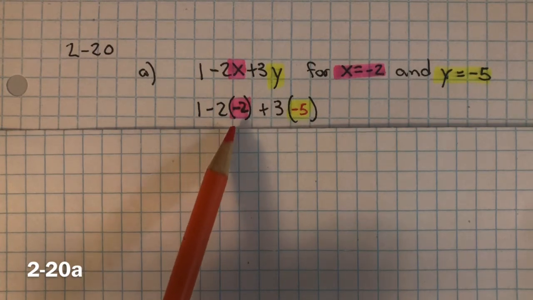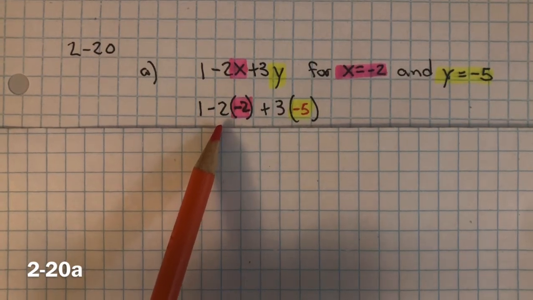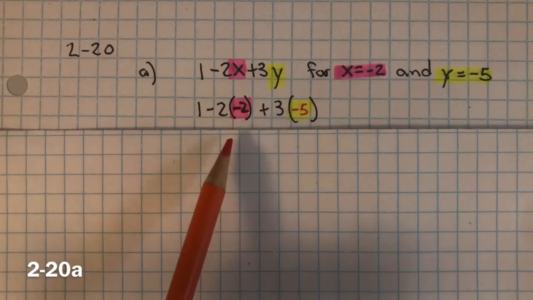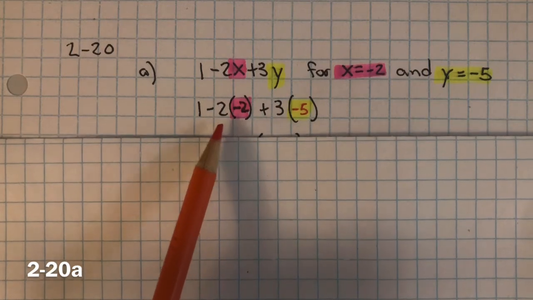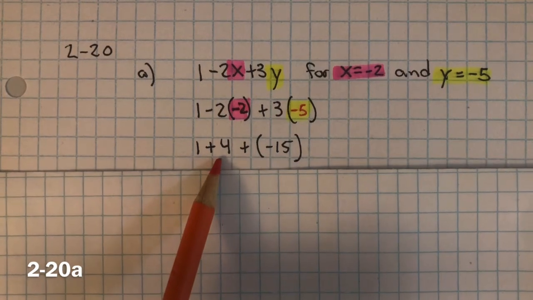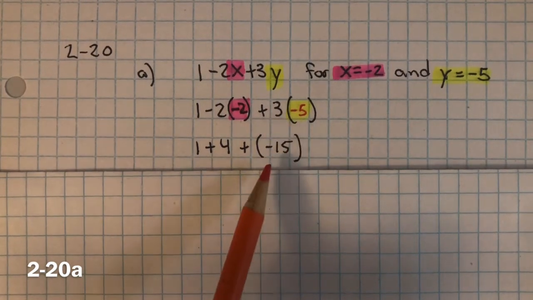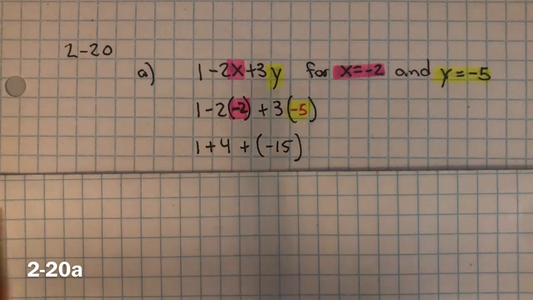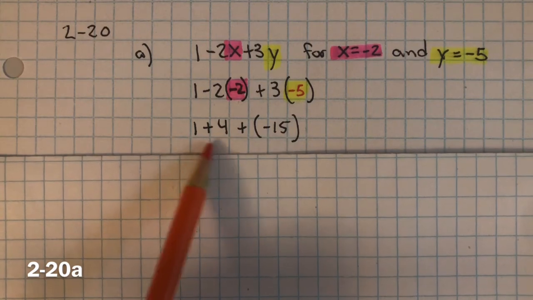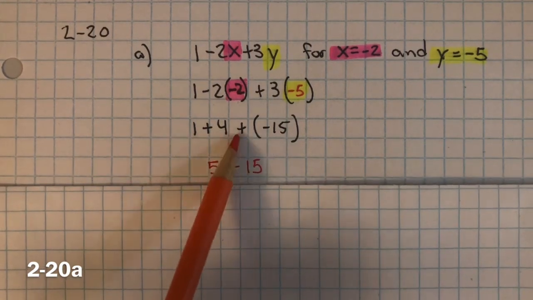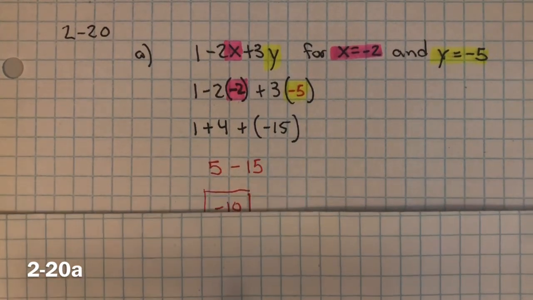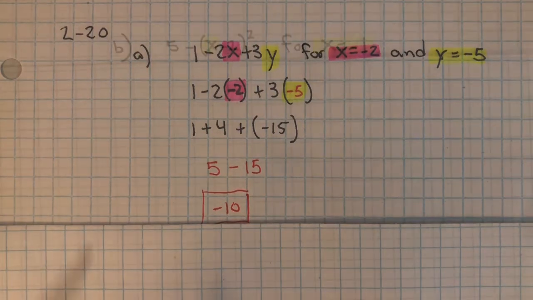Now we have to follow order of operations, GEMDAS. There's nothing inside the grouping symbols to simplify and no exponents. Now multiplication. Negative 2 multiplied by negative 2 is positive 4. 3 multiplied by negative 5 is negative 15. Now we do addition and subtraction from left to right. 1 plus 4 is 5, plus a negative 15. So 5 minus 15 equals negative 10.